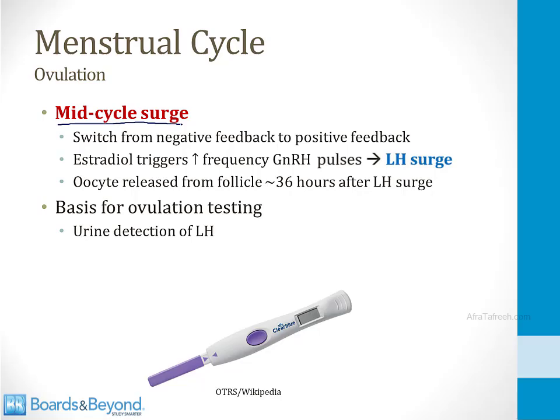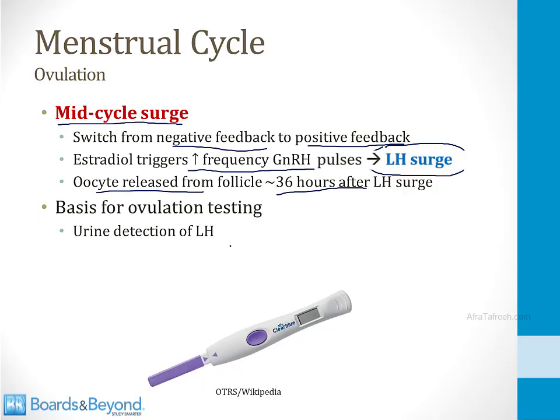When estrogen levels get high enough, there is a switch from negative feedback of estrogen to positive feedback. Estradiol will trigger an increased frequency of GnRH pulses, and this will lead to a surge in the level of LH coming from the pituitary gland. And an oocyte will be released from the dominant follicle about 36 hours after the LH surge.